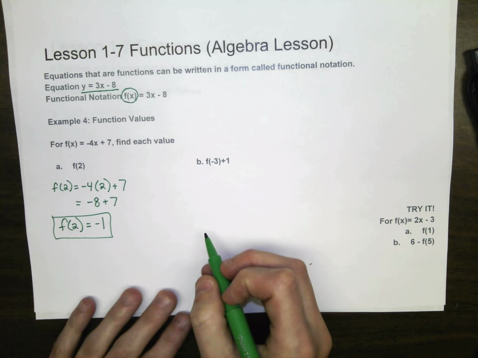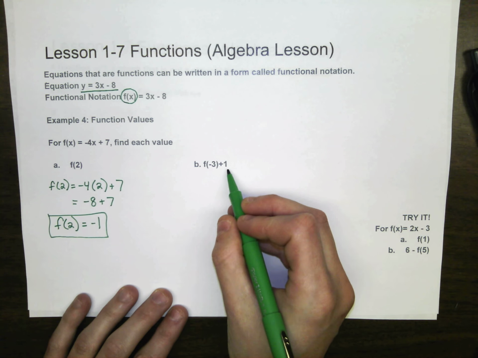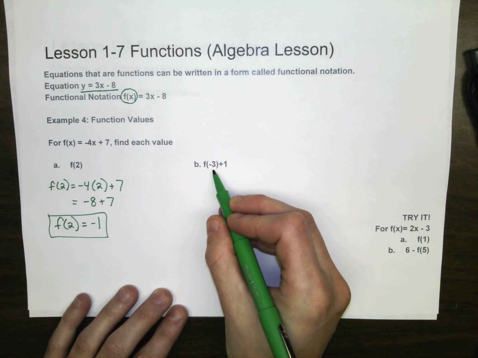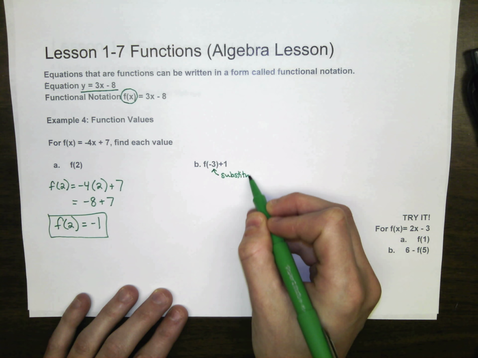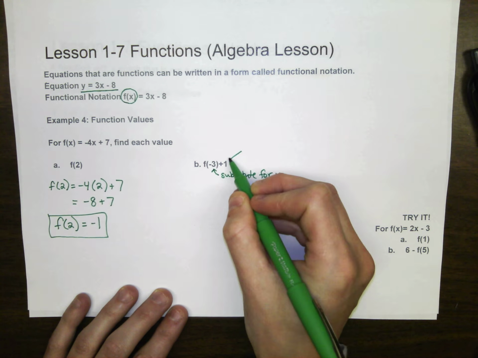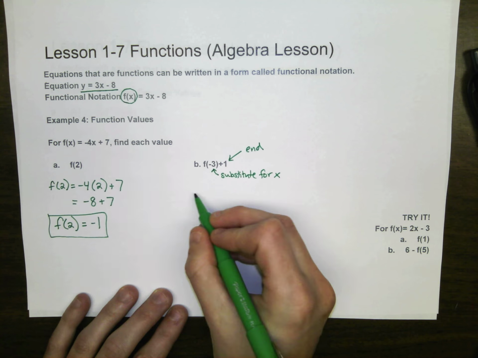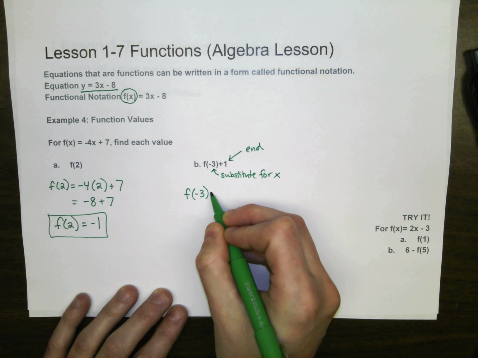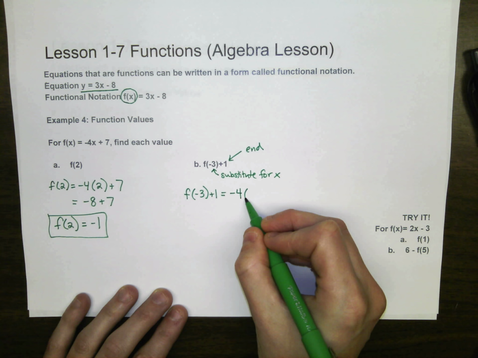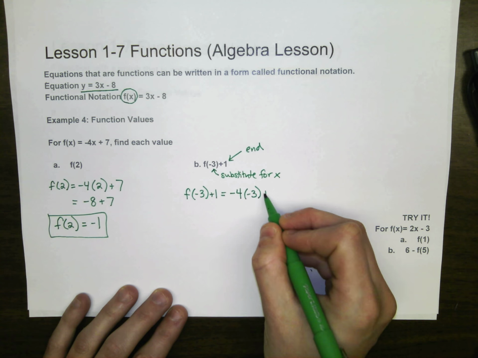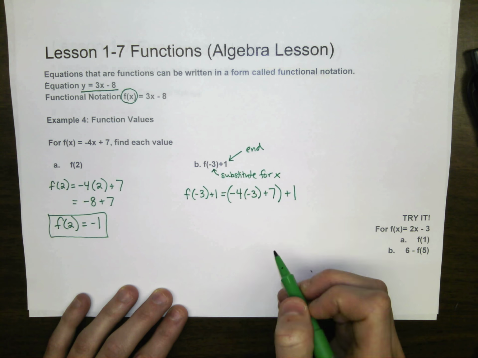It gets a little trickier. Sometimes you'll see something like this, where f of 3 is in parentheses plus 1. This means that this is getting substituted for the x, and this is done at the end. For example, if we were to plug this in now, still using this example above, f of negative 3 plus 1 equals negative 4 times negative 3 plus 7 plus 1. So that 1 gets added on at the end.